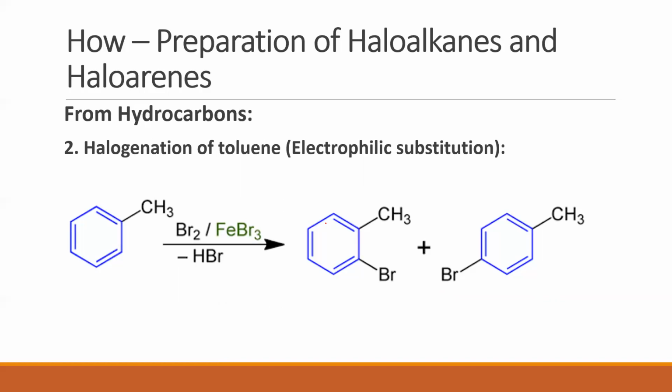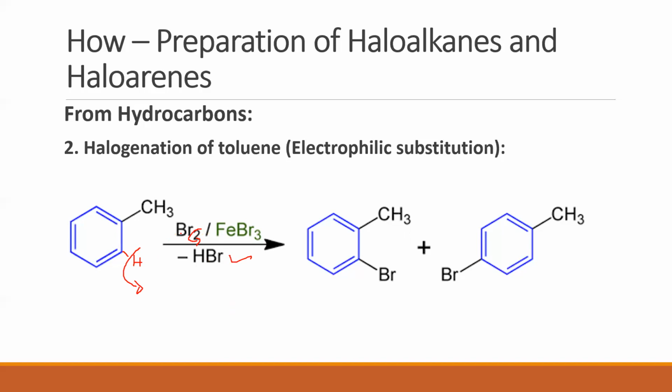The second one is halogenation of toluene. Now this is toluene. We saw toluene again last year in Friedel-Crafts reaction, where benzene got converted to toluene. So toluene undergoes bromination in the presence of bromine and ferric bromide. What will happen is one of the hydrogens will take away one of the bromine atoms to go out as HBr.